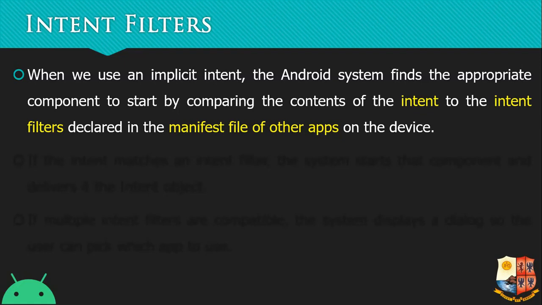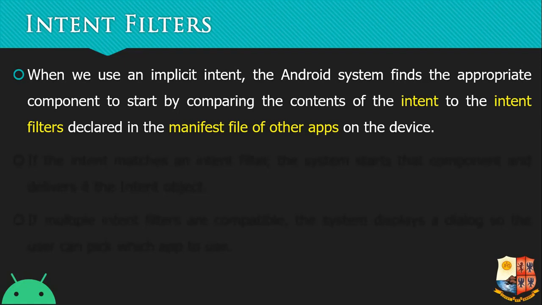do? Android will search for the appropriate component. Please note this. Android will start searching for the appropriate component. How will it compare? How will it know what are the apps in my phone which can open a URL? Okay, read the next statement. We'll understand that clearly. It compares the content of the intent to the intent filters declared in the manifest file of other apps on the device.